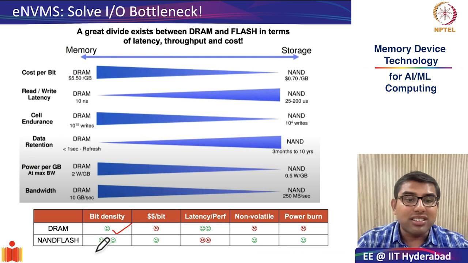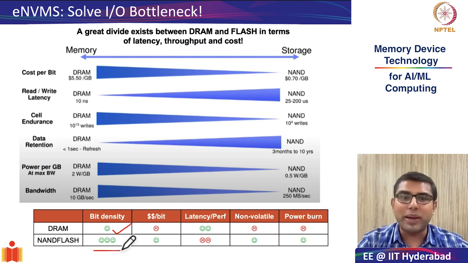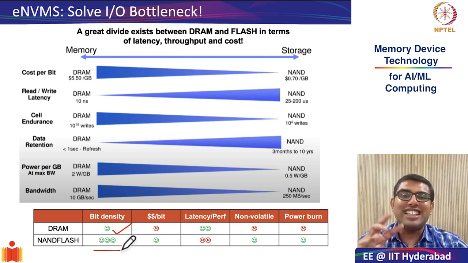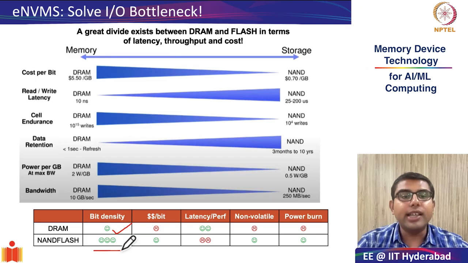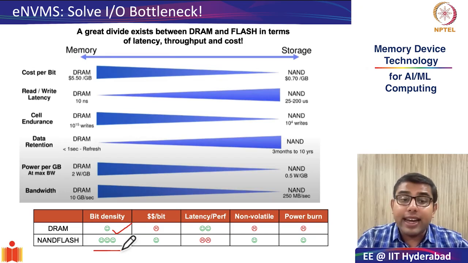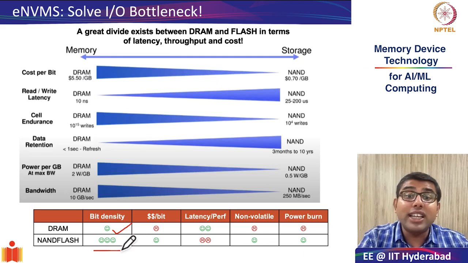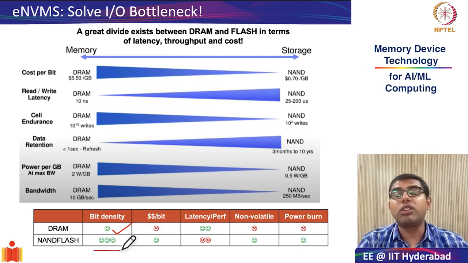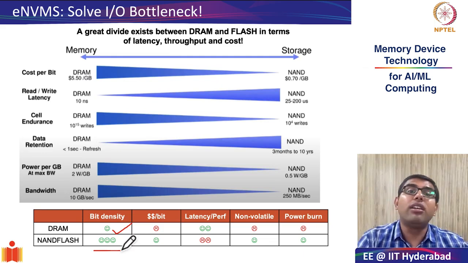But NAND flash, I have put 3 smileys. I hope you recognize why these 3 smileys are there. First smiley is for 4F squared. The NAND flash cell array is 4F squared. The second smiley is for bit scaling. And the third is the transition from 2D to vertical 3D scaling.